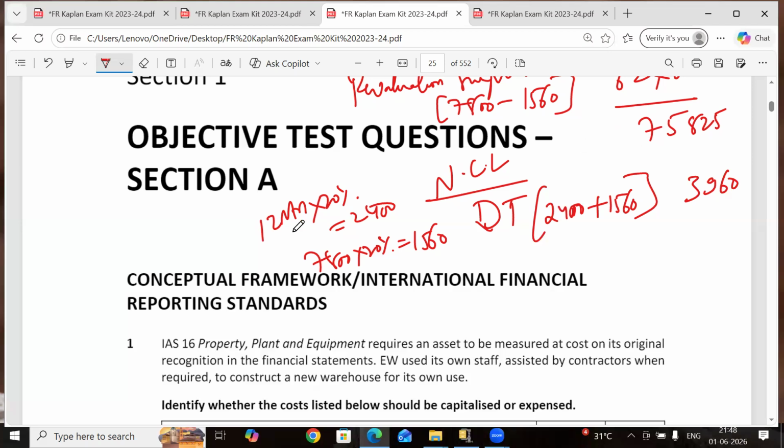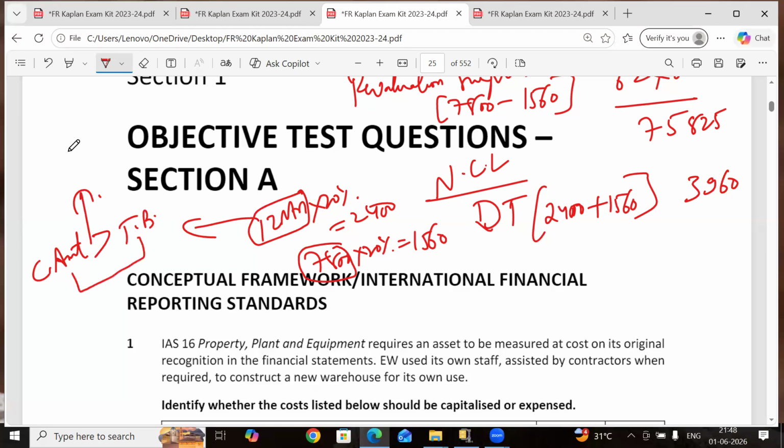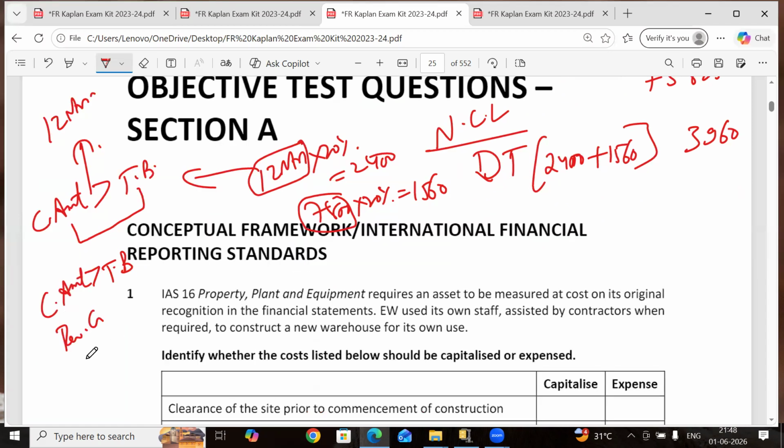So the taxable temporary differences were 12 million and 7,800. The asset value increased by this, so the carrying amount became more than the tax base. The real reason for the carrying amount being more than the tax base is the taxable temporary difference of 12 million. In the second case, the carrying amount also became more than the tax base due to the revaluation gain, which is 7,800. This is again a taxable temporary difference.